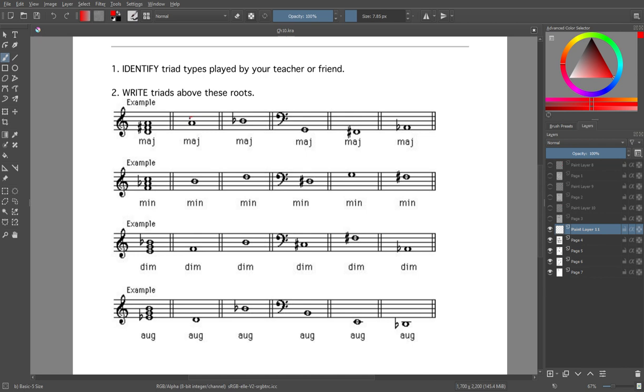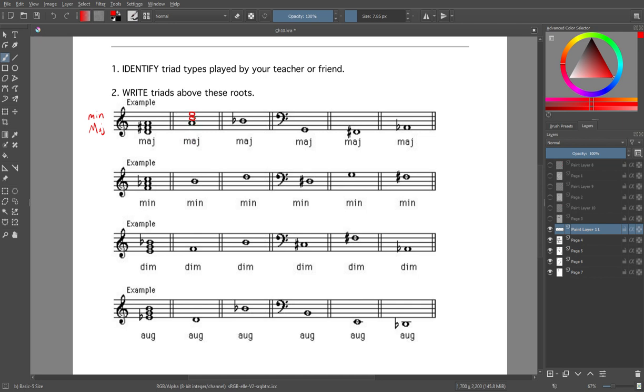First thing you do, you write the note heads above. And then we have an A, C, and an E. For major triads, we have a major third on the bottom and a minor third on the top. So, let's take a look.